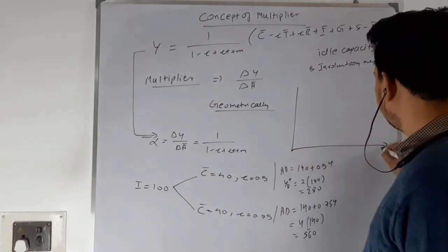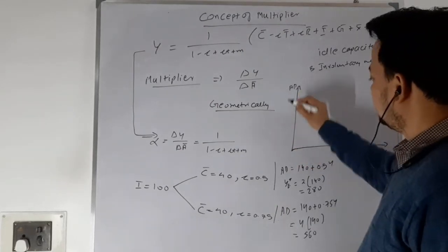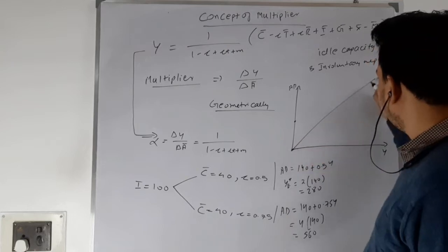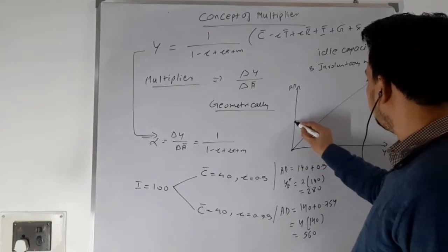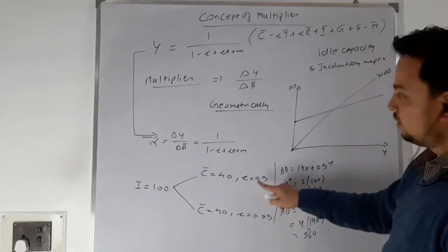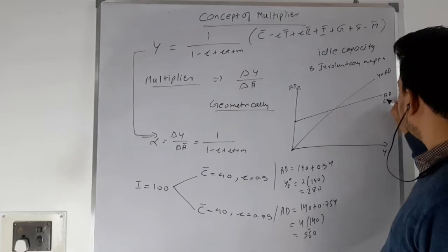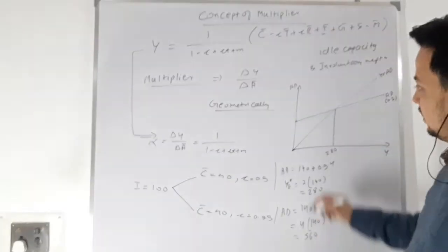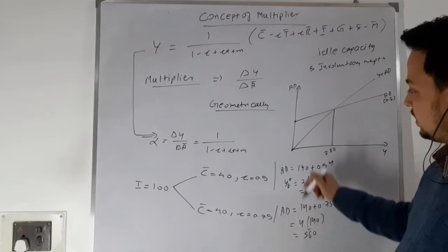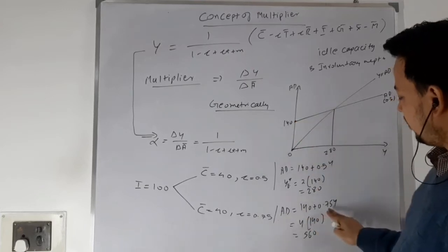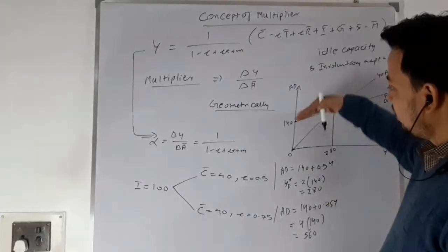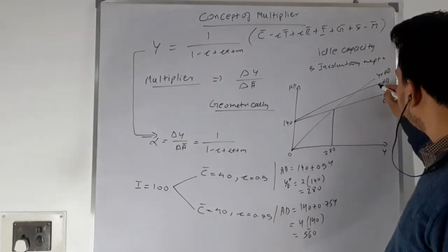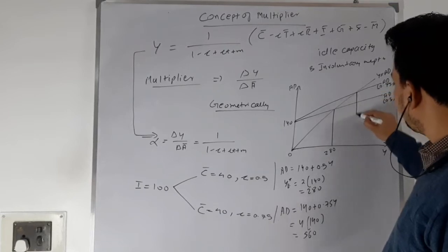Now let me draw this graph. Here I am taking income, here aggregate demand. The intercept term will be 140. Let me draw the 45 degree line, where Y equals AD. This is aggregate demand corresponding to MPC 0.5. What is your equilibrium level of income? Equilibrium level of income is 280. Second case, the intercept term remains the same, at 140. Now your MPC or slope is 0.75, so it will be steeper than this one. This is aggregate demand corresponding to MPC 0.75. So equilibrium level of income is 560.